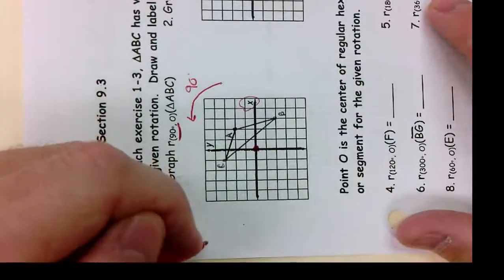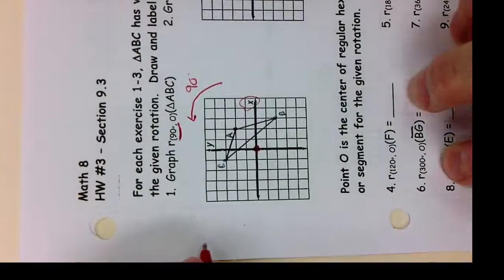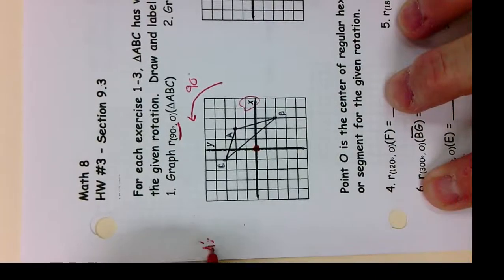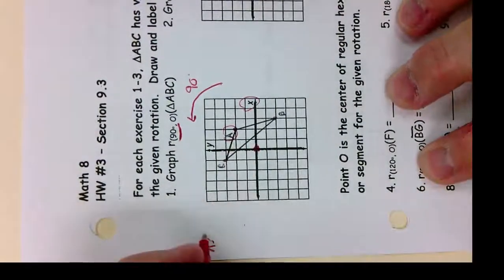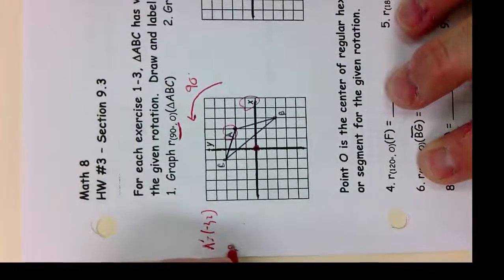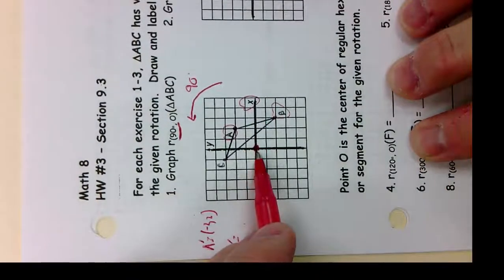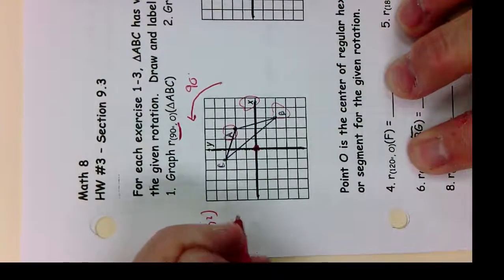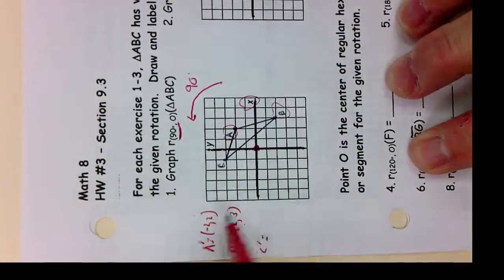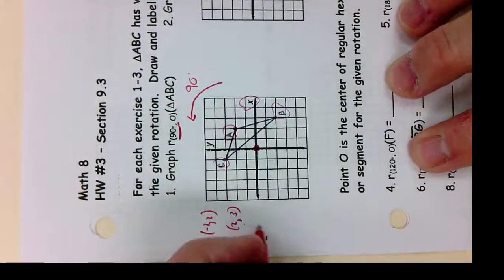And if I record the location of the points, A prime, which is where A is now, is at -2, 2. B prime, which is where the B is now after the rotation, is at +2, +3. And C prime is at -3, -1.